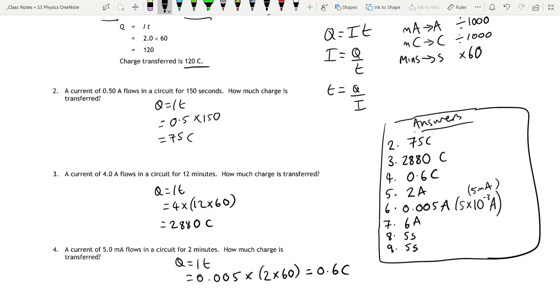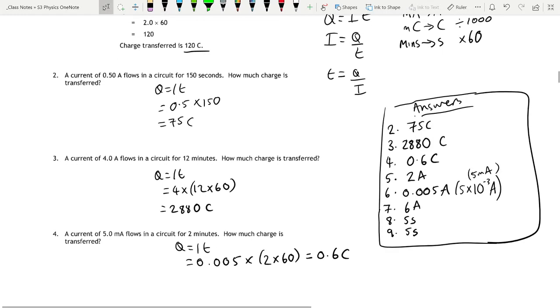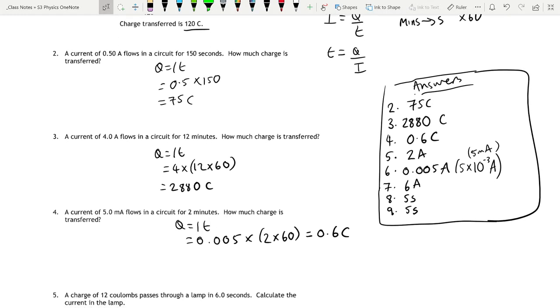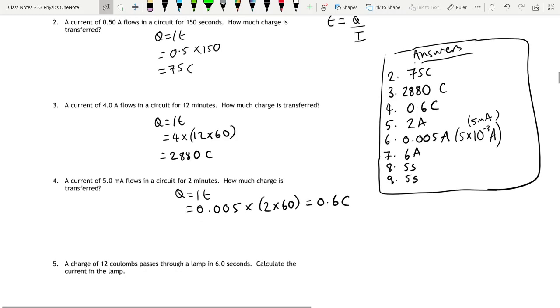Okay, everybody, so question 2, you're just using Q equals IT, you don't need to change any units. So it's 0.5 times 150, which is 75 coulombs. Number 3, you got 4 amps, but you've got the time in minutes, so you need to change that into seconds. So it's 4 times 12 times 60, which comes to 2,880 coulombs.